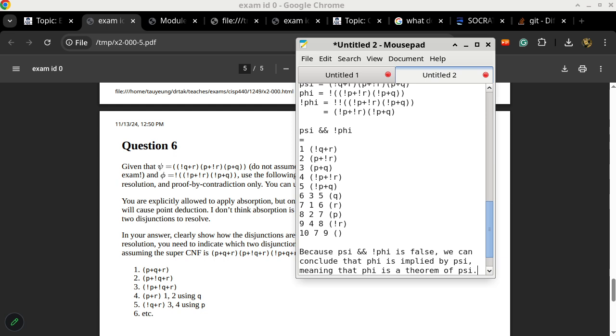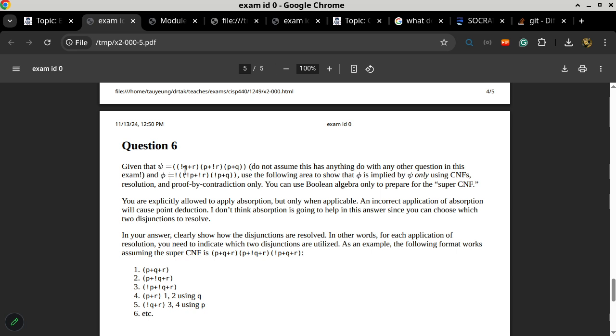In general, are you talking about how we do proof by contradiction, or are you referring specifically to this context, how do we identify which one is the theorem and which one is not? In this case, the question says, given that psi is blah blah blah and phi is blah blah blah, use the following area to show that phi is implied by psi. So it's pretty clear which one is known to be true and which one is the proposed theorem. The one that is implied is the theorem.